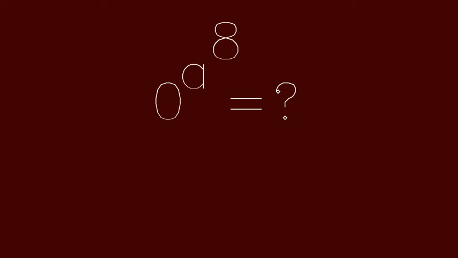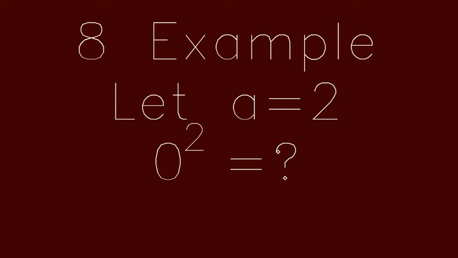Now the 8th property says that 0 raised to a certain number a is going to be what? It's going to be 0. Now on to the example. Let's say that we have a is equal to 2, right? So what's 0 raised to the power 2? And for those who don't know what raised to the power means, it just means that 0 is going to be multiplied by itself. How many times? By 2 in this example. Why? Because a is equal to 2 over here. So what do you think is going to be the answer? According to the principle, it's going to be 0.